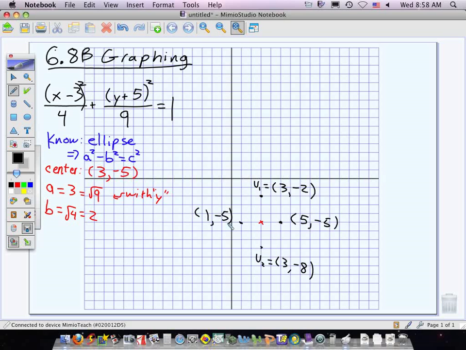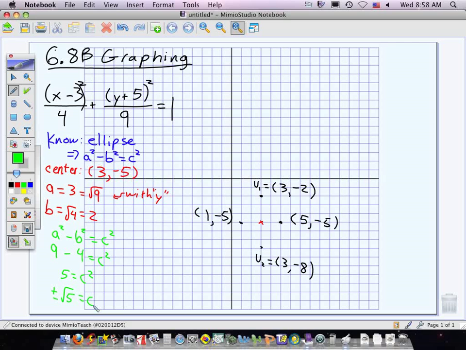And then the other key points with the ellipse are the foci. Okay, so then we're going to go ahead and find the foci, which means we need our C. So I go back to the fact that A squared minus B squared equals C squared. So let's see, that would be 9 minus 4 equals C squared. So 5 is C squared. So plus or minus the square root of 5 equals C.